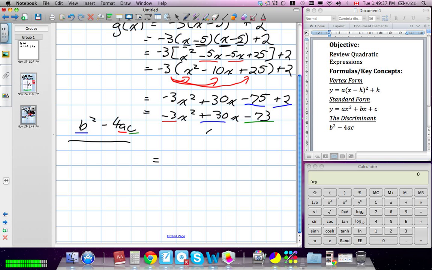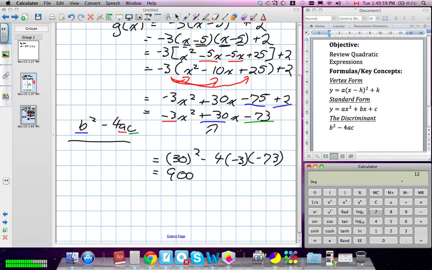30 squared is going to be 900. Negative 4 times negative 3 is going to give us positive 12. Positive 12 times negative 73 is going to give us negative 876. And when we subtract those, we're going to get 24. So, because this discriminant is greater than 0, how many x-intercepts do I have? 2.